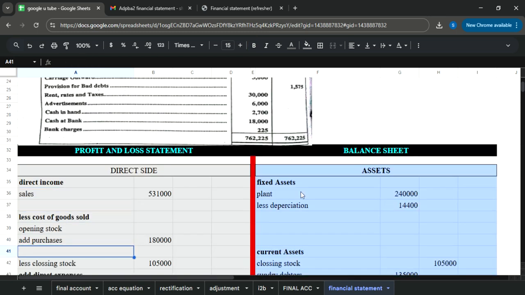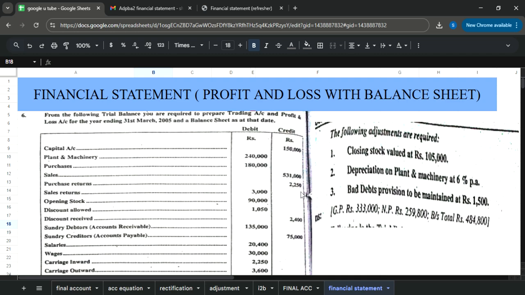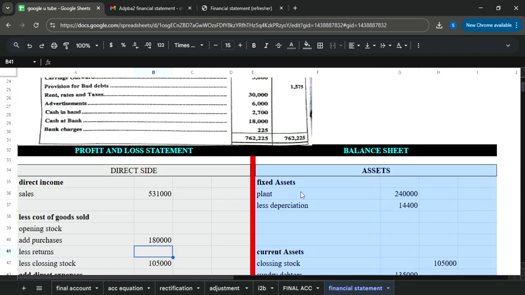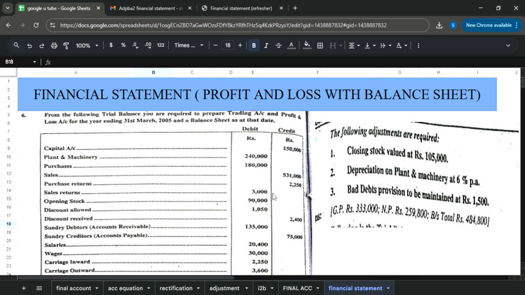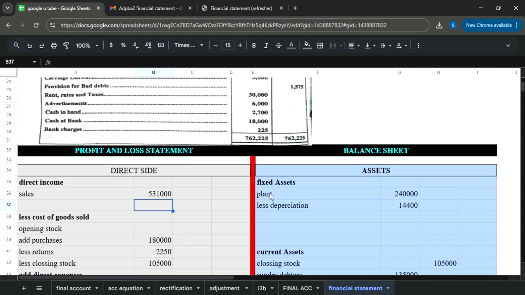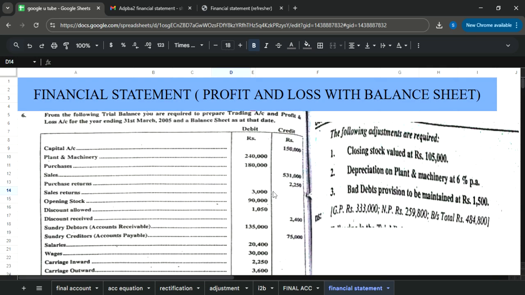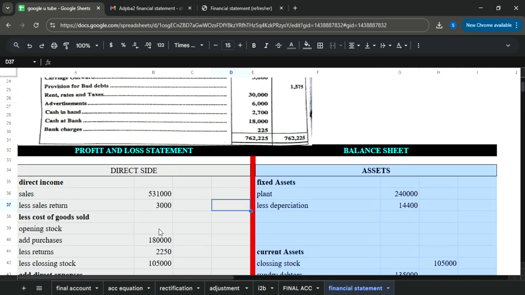Next is purchase return 2250. We were waiting for this. Less returns, the amount of purchase return is 2250. After purchase return we have sale return 3000. Come over here, write down 3000, and this would be subtracted from sale. Sale return written, and now opening stock 90,000. We will come over here and mention 90,000.